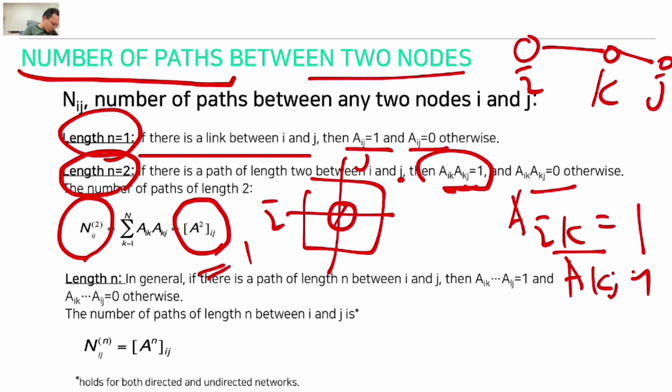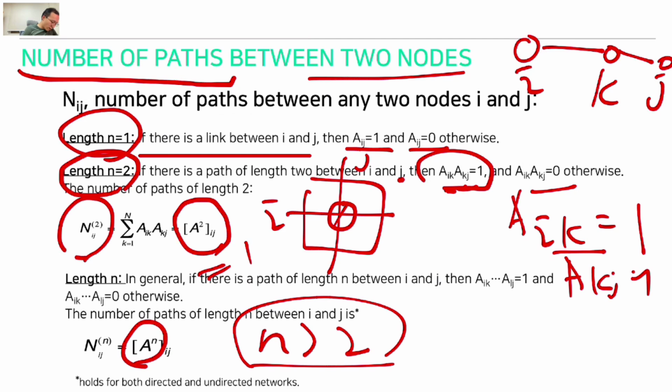So to compute the number of paths with length n, we need to multiply the adjacency matrix n times. But you need to remember that this is a very heavy computation. Matrix multiplication is computationally very heavy, and you will use so much memory. When n is more than 2, it will be very dense, regardless of the sparsity of the original adjacency. So it will quickly become very dense. So to compute this information, you need to think about some distributed computation for this, or some other approximation.